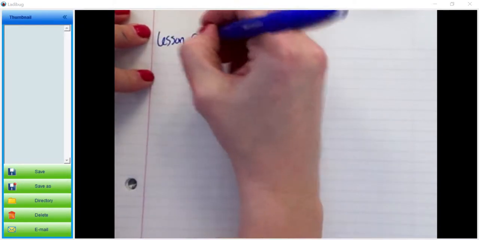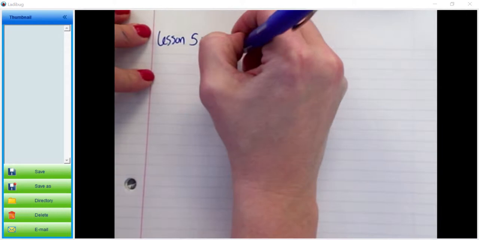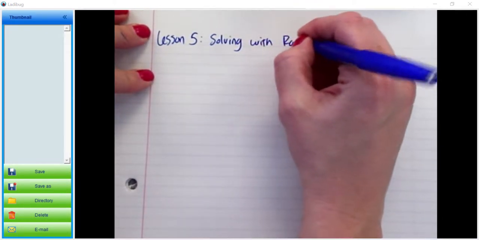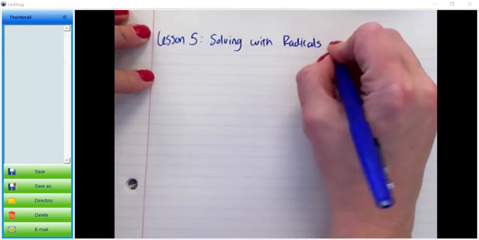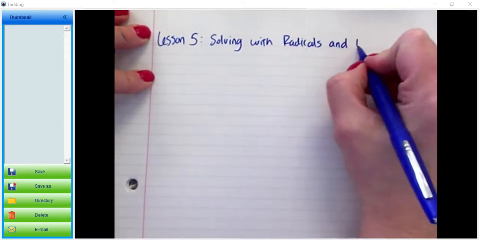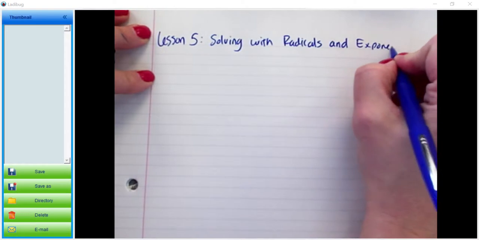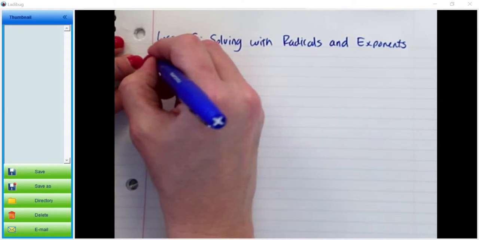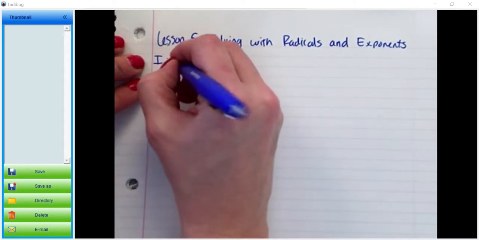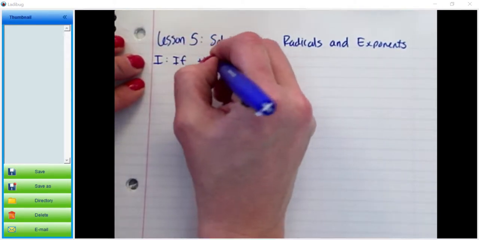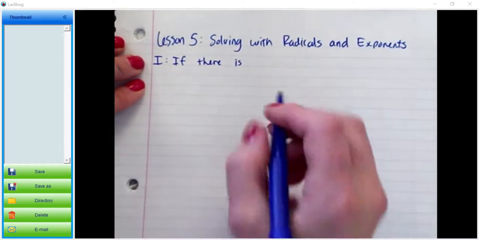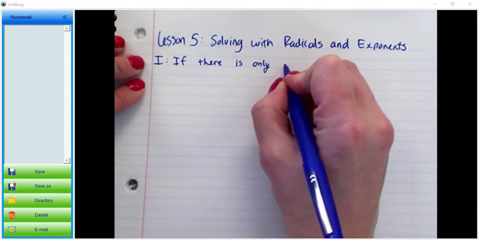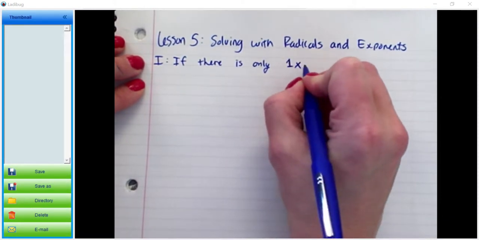Lesson 5. Solving with radicals and exponents. If there is only one x.